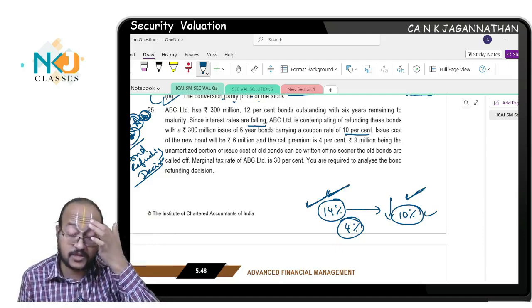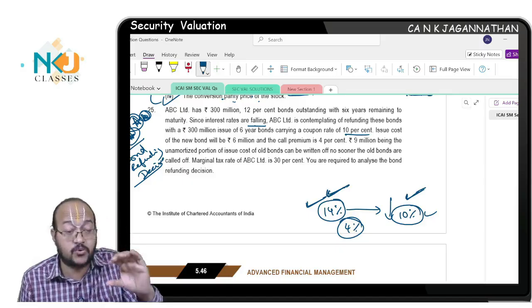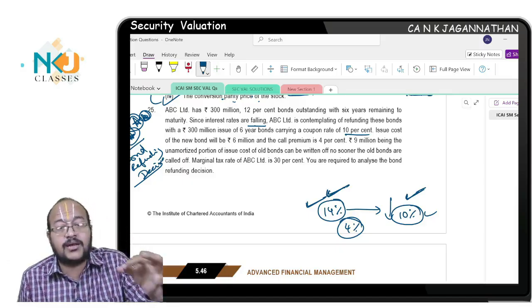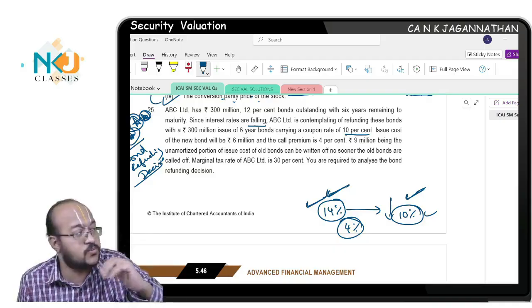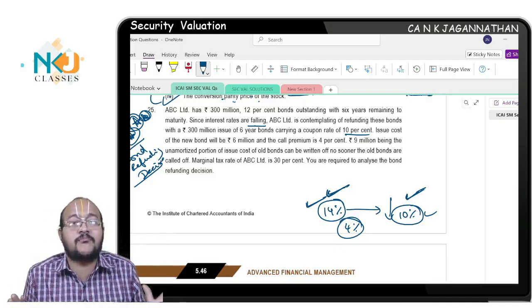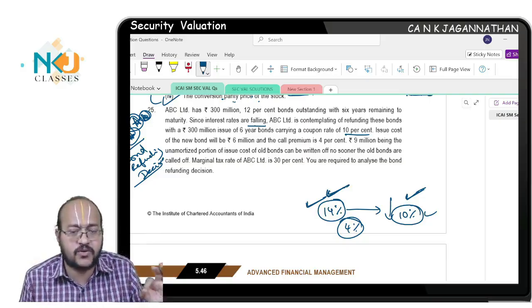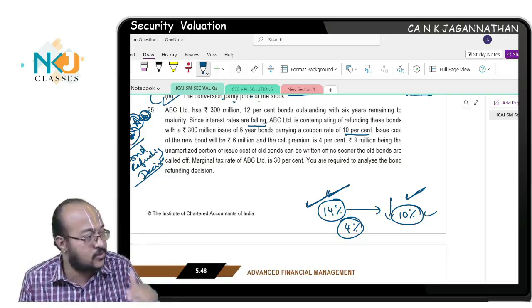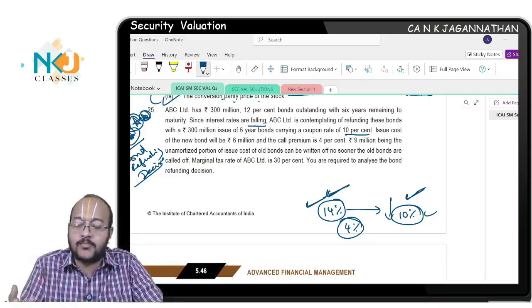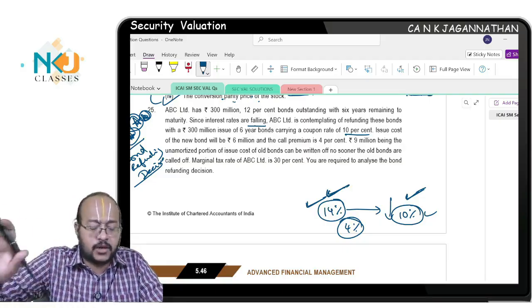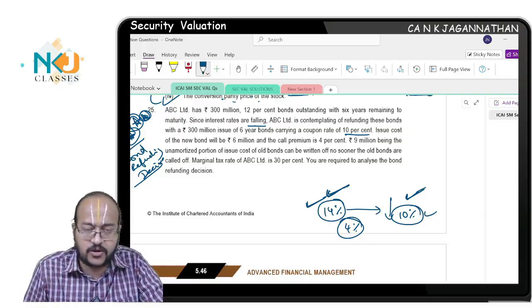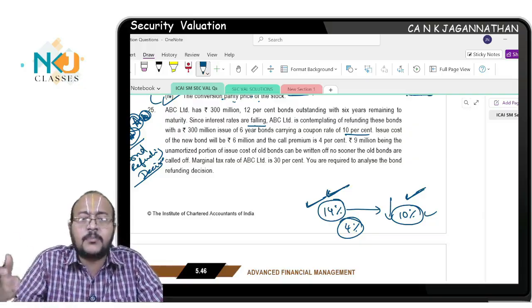Very simple. It is something similar to capital budgeting, where you compute discounted cash inflow minus discounted cash outflow and arrive at the NPV. If the net present value is positive, you invest in the project. Like that here also, if NPV is positive, you call back the bonds. If NPV is negative, don't call back the bond; refund or replace with new bonds.